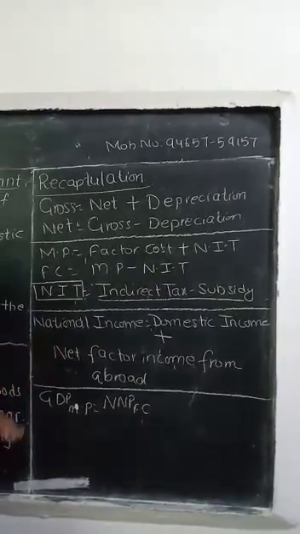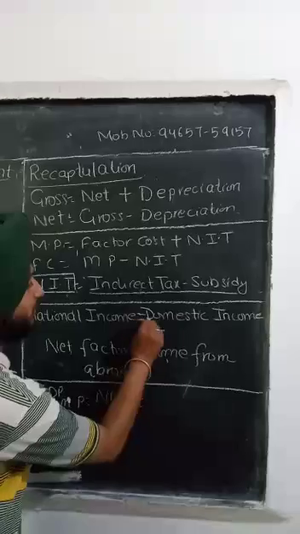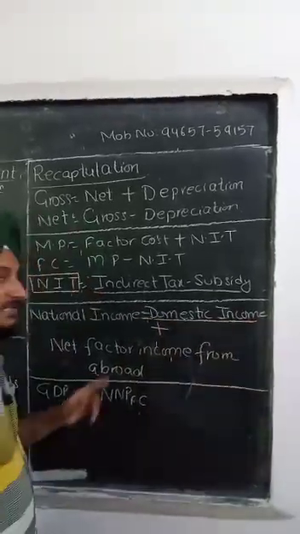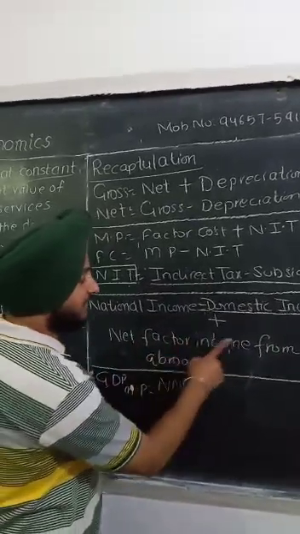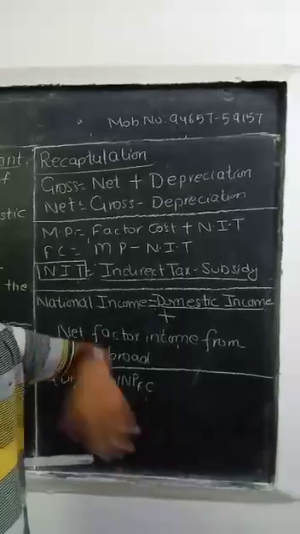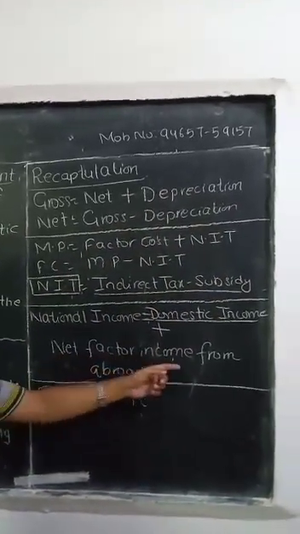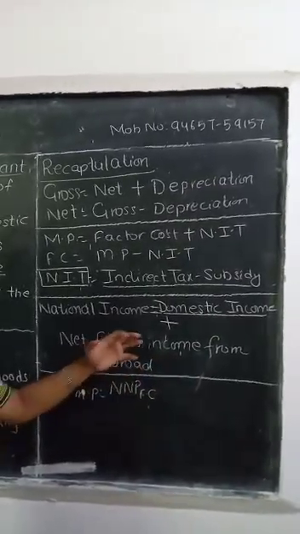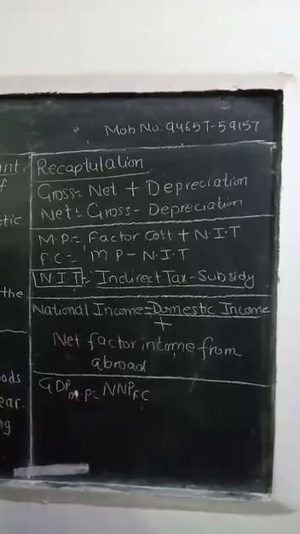And the last one is national income. National income is the sum total of domestic income, meaning income earned in the domestic territory of a country, plus net factor income from abroad, meaning income earned by normal residents of the country living outside the country. Students, net factor income from abroad, we often write as NFIA. So national income is equal to domestic income plus net factor income from abroad.